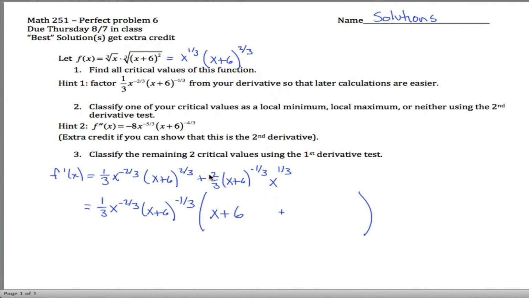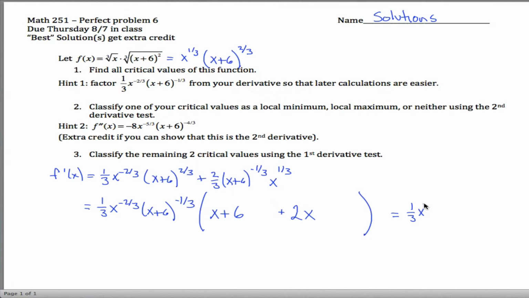What about this term? I had a 2/3 and I took away a 1/3, so I still have a 2 left. I had (x plus 6) to the negative 1/3 and I took away (x plus 6) to the negative 1/3, so that's completely gone. I had x to the 1/3 and I took away x to the negative 2/3. So I had 1/3 of these things and I took away negative 2/3 of them. You had 1/3, you subtract negative 2/3, you have 3/3. In other words, you have one of these things. What I'm getting at is our derivative simplifies pretty nicely if you factor out all that junk.